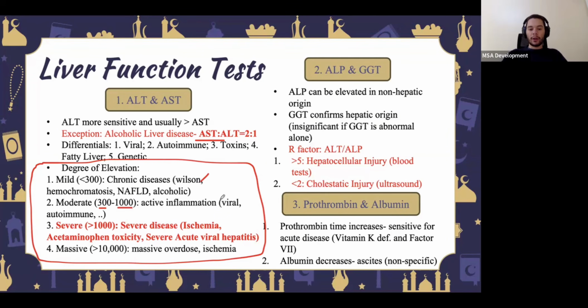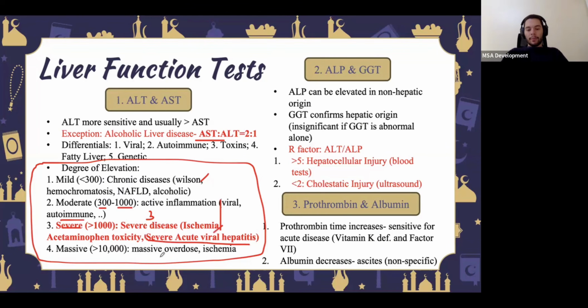Remember, active inflammation, specifically viral or autoimmune. Fine. Then you have your severe, which is severe disease or very acute. So it's killing your hepatocytes rapidly right now. So you typically expect much greater increases in your transaminases that could reach up to 1,000. But in severe diseases, you should always remember ischemia, acetaminophen toxicity, and again, severe acute viral hepatitis. As you can see, viral hepatitis could range from 300 up to 1,000, could be more than 1,000. If I remember correctly, we got asked about acute viral hepatitis, but remember that range.